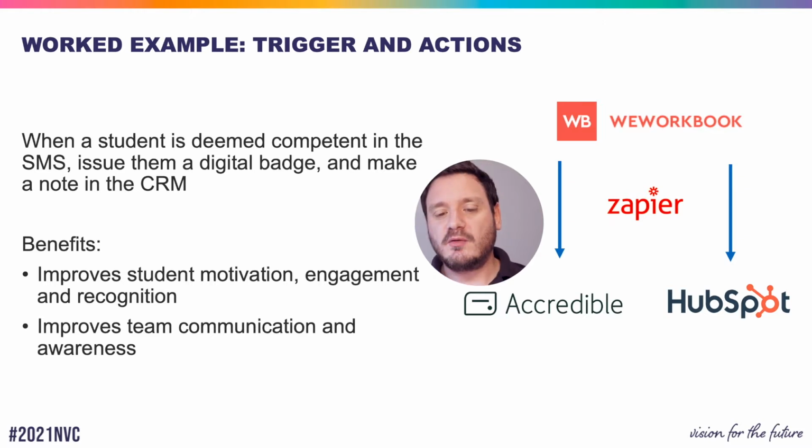So in Weworkbook, our trigger is going to be when a student is deemed competent in a unit of competency. Then what we want to do is get that data and issue the student with a digital badge, because micro-credentials are huge at the moment. And not only that, we're going to take another action based on this trigger, and that is to put a note in our CRM in HubSpot and say, hey, look, this person has been deemed competent and they've been issued a digital badge.